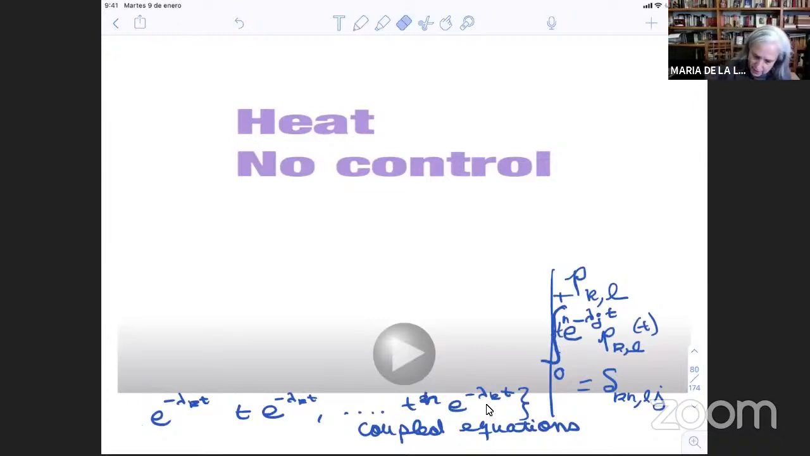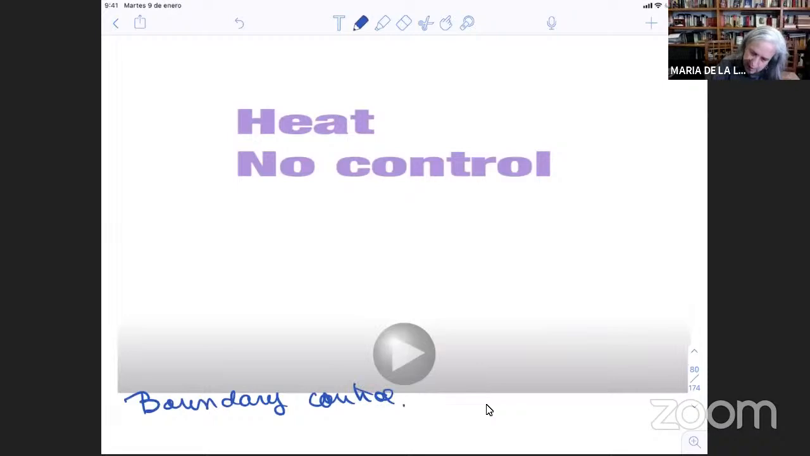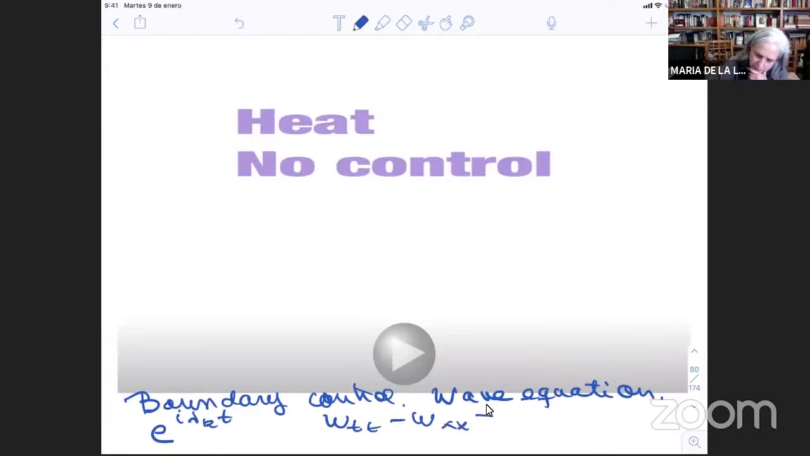So this technique is also used when you have imaginary exponentials, okay? And when do you obtain that? When you want to do boundary control, for example, for the wave equation. You have a similar situation, but now you are going to study e to the i lambda_k t. So the wave equation is something like this equal to zero.